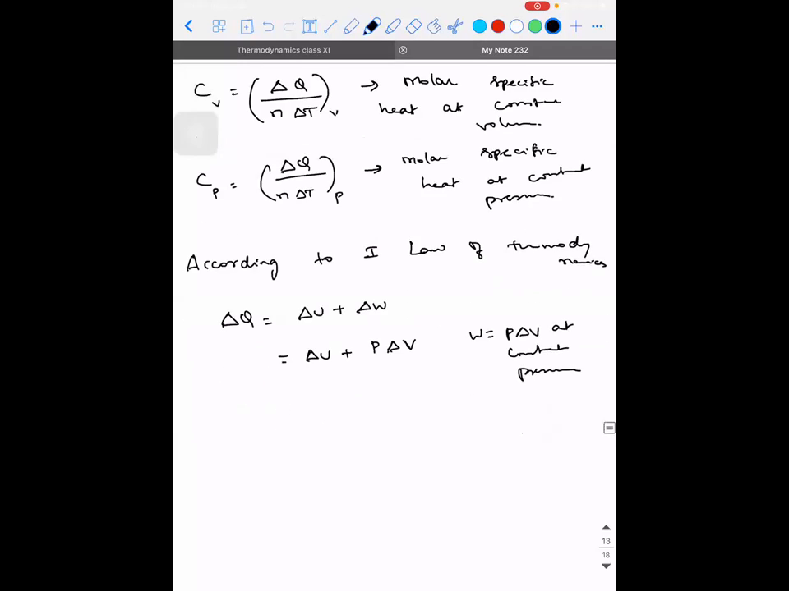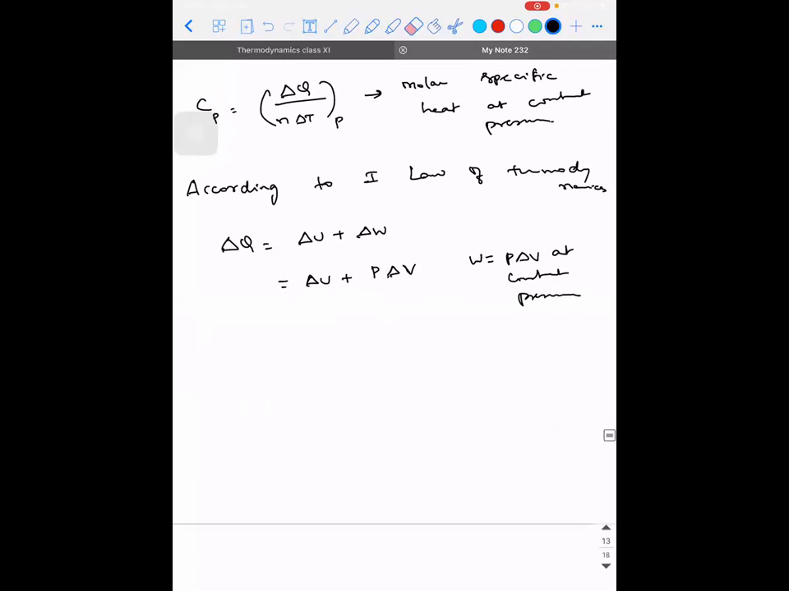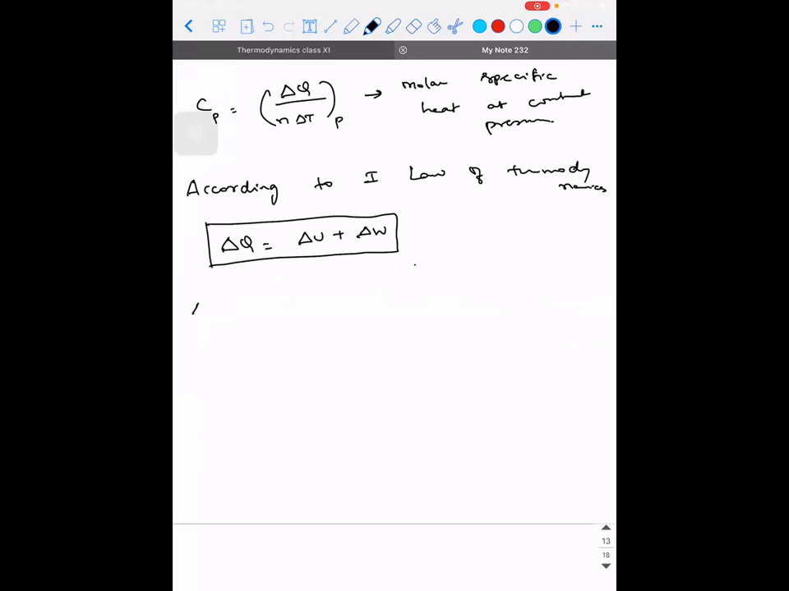Now observe, see, wait, I'll do one thing. This is the first law of thermodynamics. The amount of heat supplied is used to increase the internal energy plus some work to be done on the system. So I can write delta Q is equal to delta U plus P delta V at constant pressure.